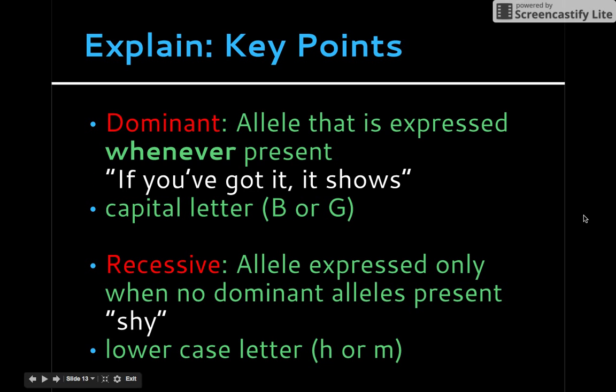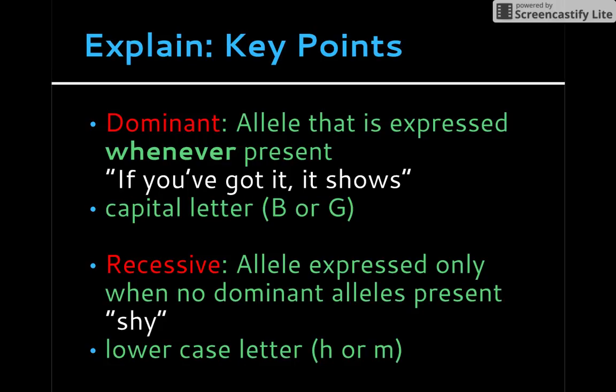Now, when it comes to dominance, you have two different things. Dominant gene and a recessive gene. Dominant gene is the allele that is expressed whenever present. If you got it, it shows. Dominant are always represented with a capital letter. So you can see big B or big G. Now remember, think dominant, big, strong, always represented by a big letter.